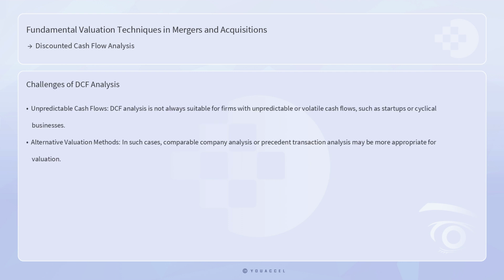Moreover, DCF analysis is not always suitable for all types of companies. For instance, firms with unpredictable or volatile cash flows, such as startups or cyclical businesses, may pose challenges for accurate forecasting. In such cases, alternative valuation methods, such as comparable company analysis or precedent transaction analysis, may be more appropriate.